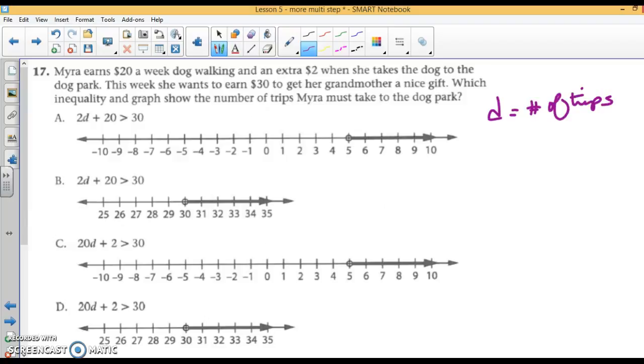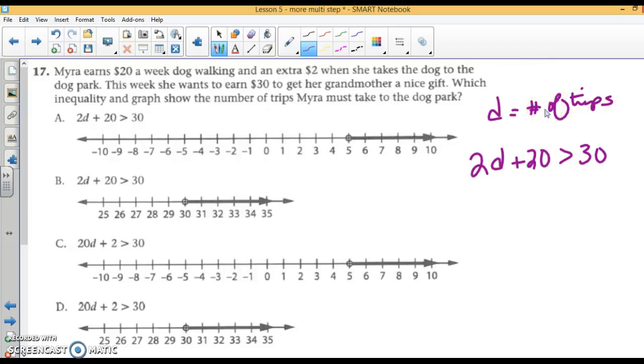So let's figure this out. She gets $2 per trip to the dog park, plus she gets $20 for the week to take care of the dog. She wants to earn $30 to get her grandmother a nice gift. Well, I am not in love with the inequalities that they have here, because personally, I think this should be greater than or equal to 30, but they only have greater than. So we're going to go with greater than.